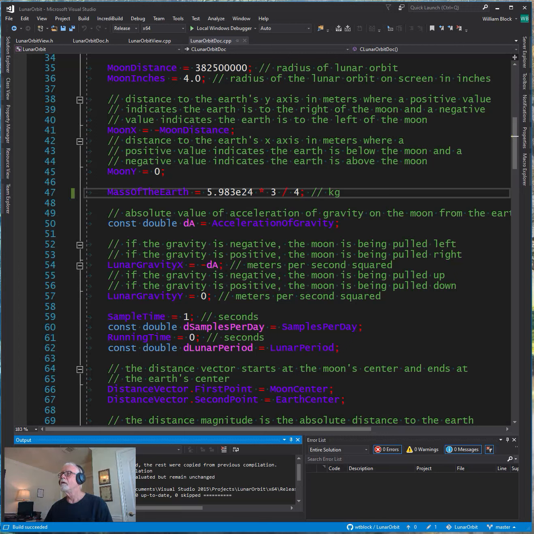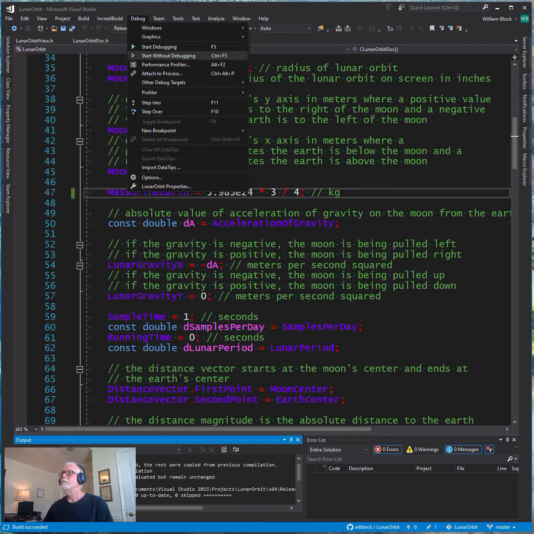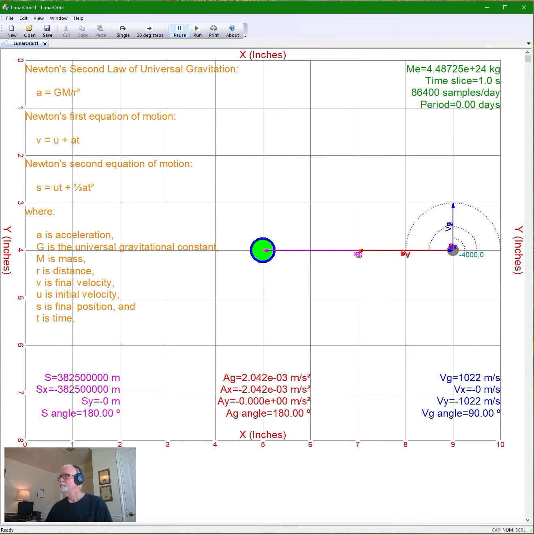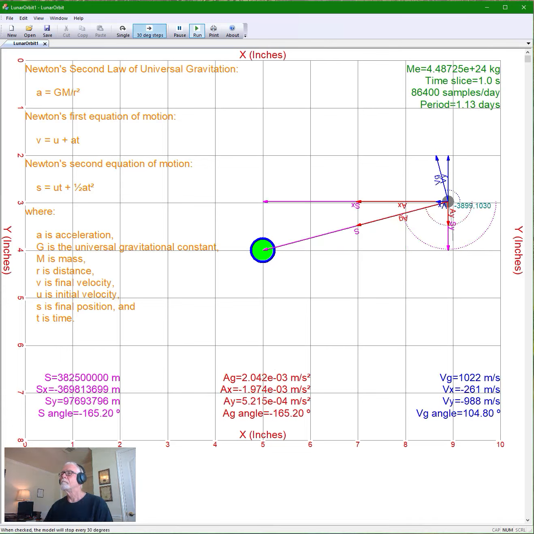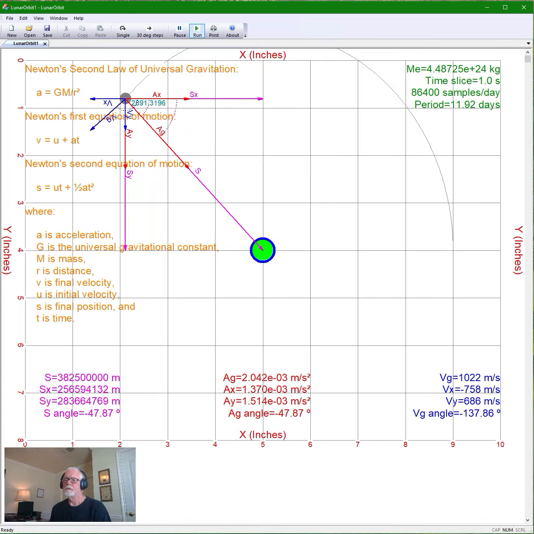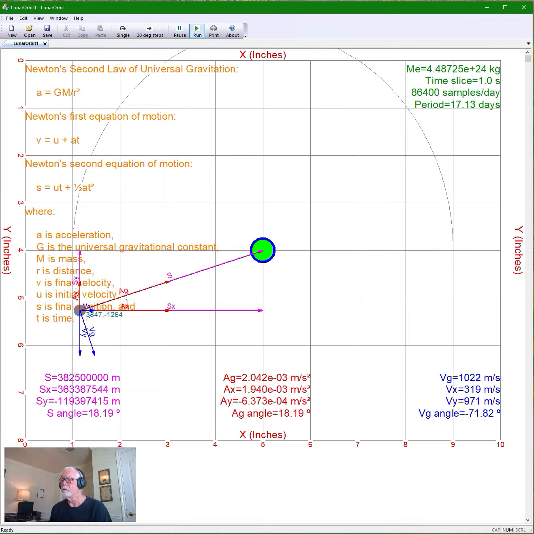Okay, it's compiled. And I'm going to start it running. So everything looks the same right now, except that this number is different from the original. And then I'm just going to let it run and see how the orbit looks with a slightly less heavy Earth. And now you can see the orbit is no longer circular, but is elliptical.